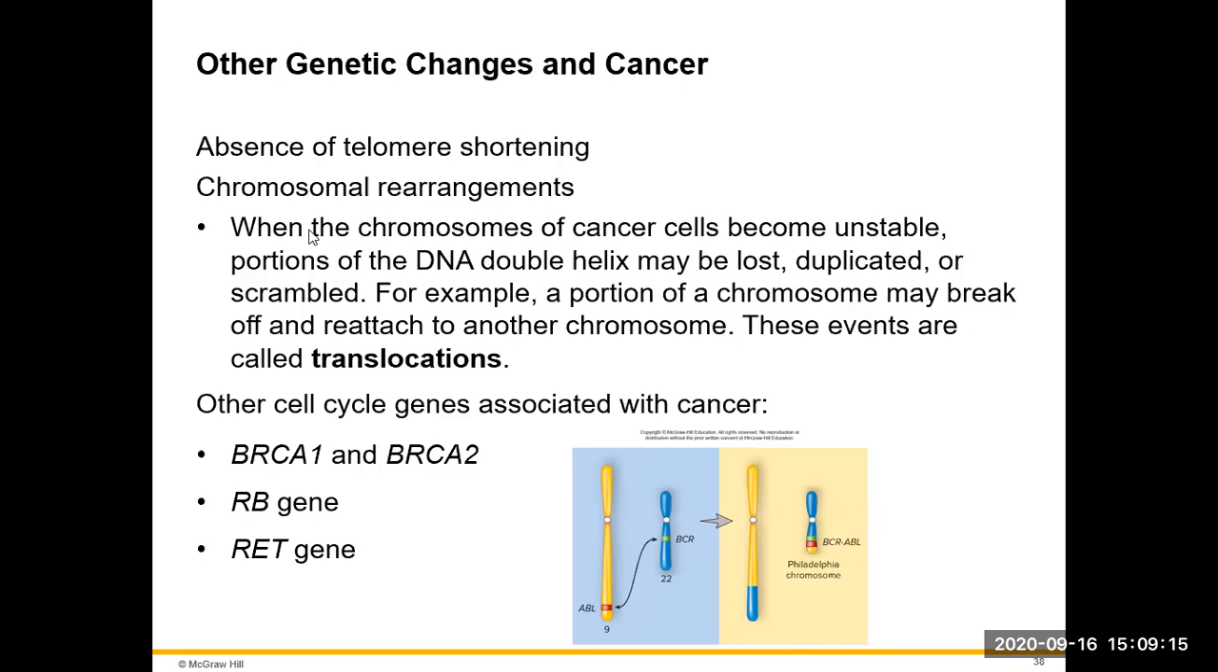chromosome. So when chromosomes of cancer cells become unstable, like the unstable nucleus, portions of the DNA double helix might be lost, duplicated, or scrambled. And when a portion of a chromosome breaks off and reattaches to another chromosome, these events are called translocation. Just a portion of one DNA helix is breaking away and joining another chromosome within the helix.